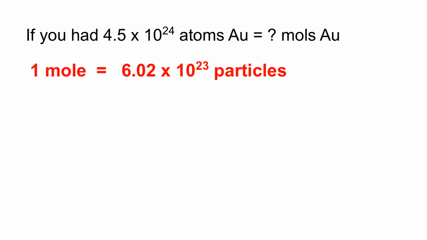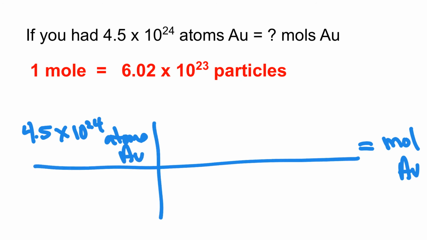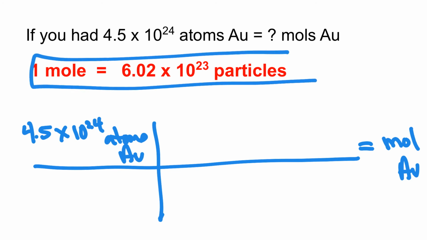Let's try another problem. Let's say if you had 4.5 times 10 to the 24 atoms of gold, how many moles of gold? So I'm going to put the unit that I want at the end of my problem. I want a single unit. I'm going to start with the single unit, 4.5 times 10 to the 24 atoms of gold. Okay, so I'm going to set up my factor labeling problem. Here is my equivalent that I'm going to use. 1 mole is equal to that many things. Guys, this is just like 1 minute equals 60 seconds. Don't get freaked out by the big number.